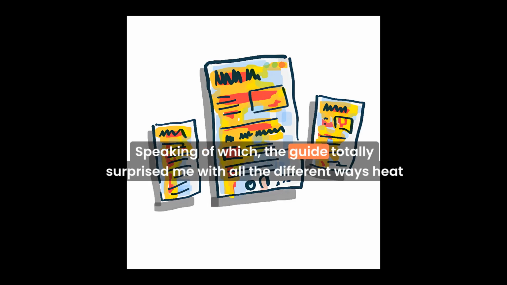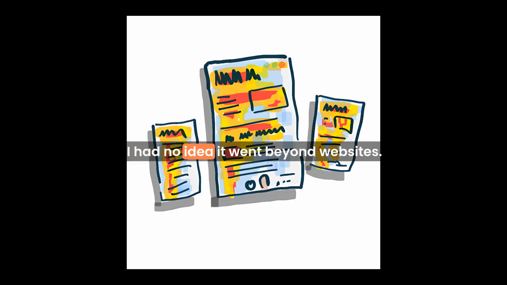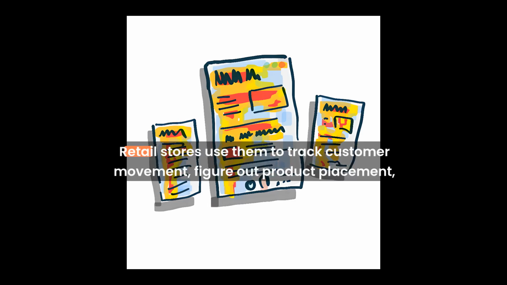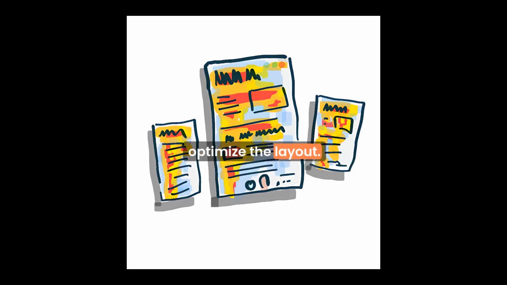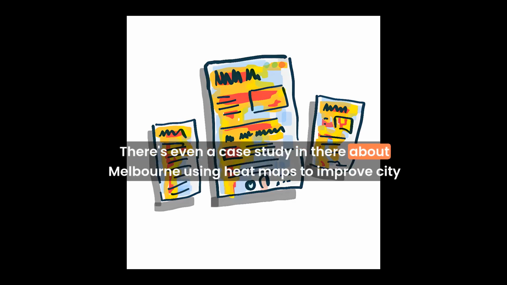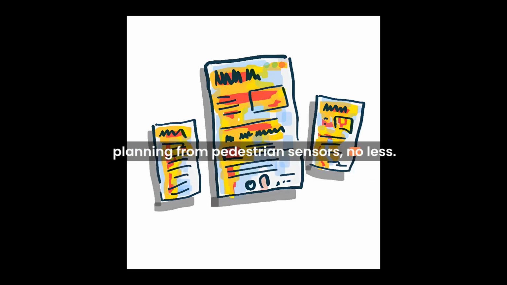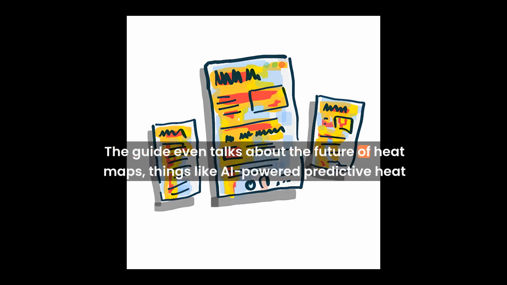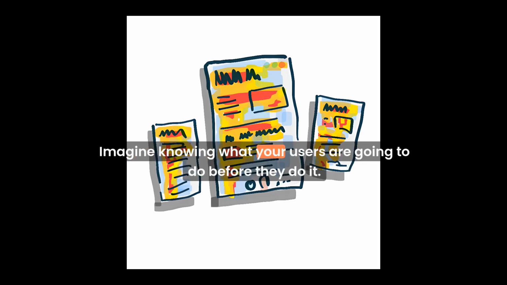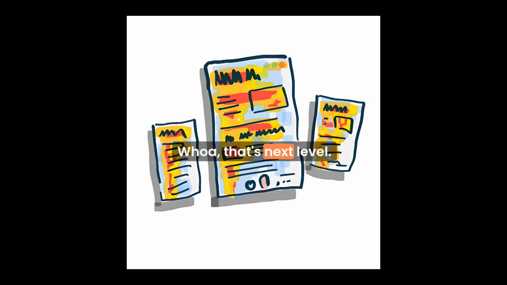Speaking of which, the guide totally surprised me with all the different ways heat maps are being used these days. I had no idea it went beyond websites. Oh, yeah, it's wild. Retail stores use them to track customer movement, figure out product placement, optimize the layout. There's even a case study in there about Melbourne using heat maps to improve city planning from pedestrian sensors, no less. That's incredible. Data really is powerful stuff. Totally. And we're just getting started, honestly. The guide even talks about the future of heat maps, things like AI-powered predictive heat maps. Imagine knowing what your users are going to do before they do it. Whoa, that's next level. It really is.